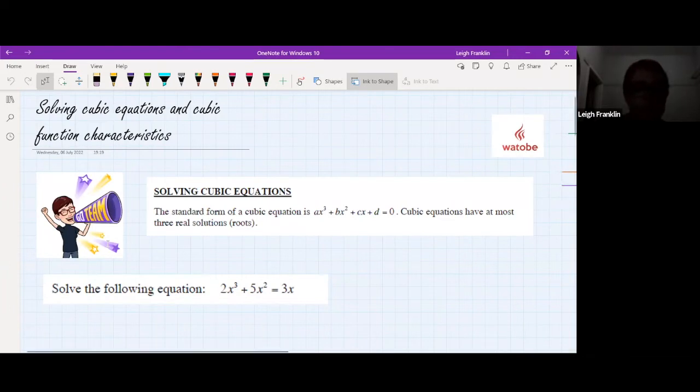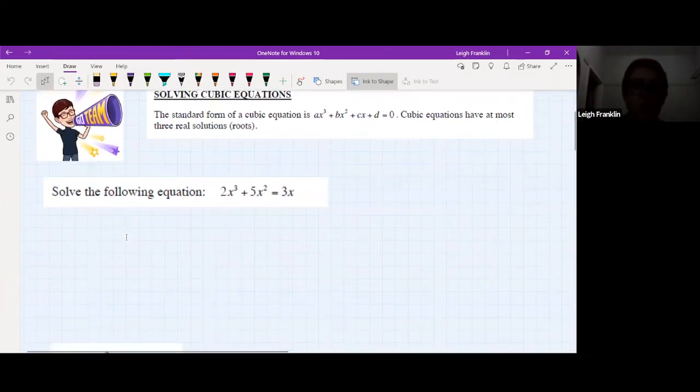We have to use factor theorem to help us solve cubic equations when we do not know what the linear factor of the cubic polynomial is. Now, this first equation is actually much easier than it looks. We don't need factor theorem to solve this one because we have an x in every single term. So first step, get it into standard form. That means taking 2x cubed plus 5x squared minus 3x and making it equal to 0.